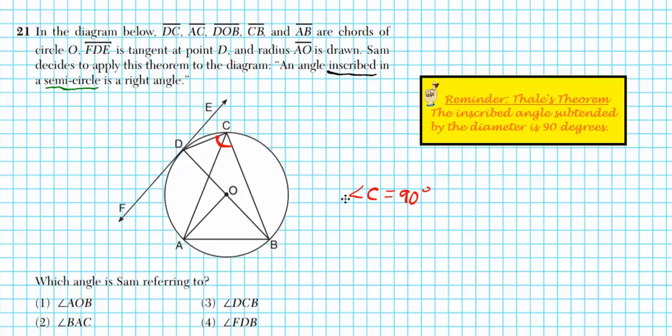So the measure of angle C is 90. Let's go ahead and label it using this information here. We can call it angle DCB. So the measure of angle DCB, using the information provided here, is equal to 90 degrees. So our answer is option number 3.